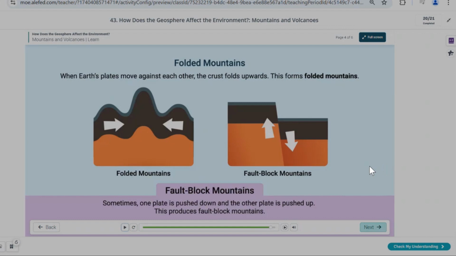Okay, so that's how you get mountains. That's how you make them from this and from this. This one, two plates, this plate moves here, this plate moves here, and then they hit each other, boom, and then push up and make mountains. This one, the plate goes up and this plate goes under. This is another, different mountain called fault block. Okay.